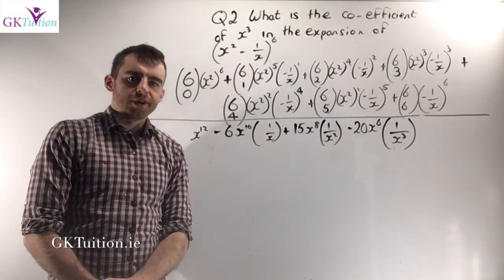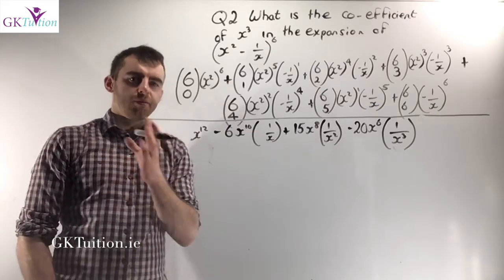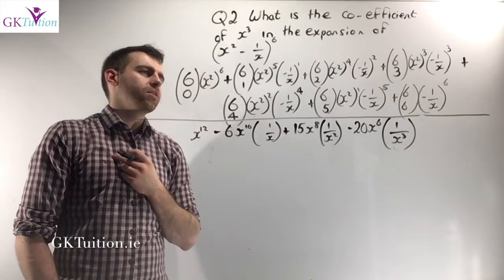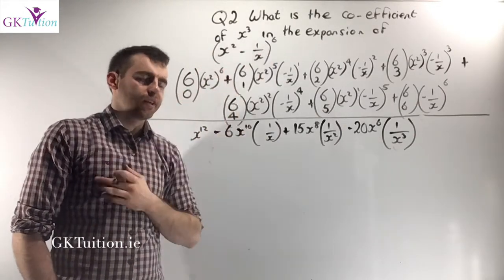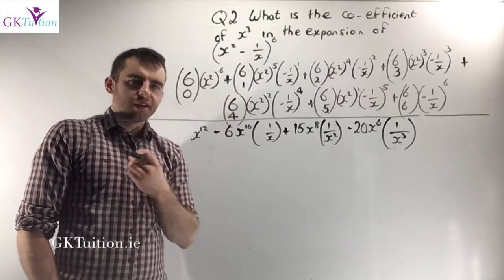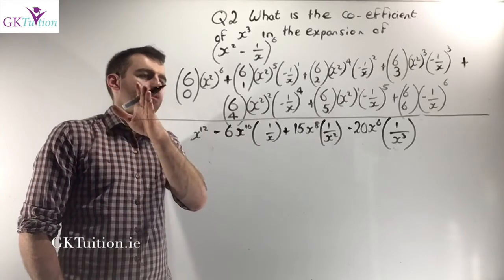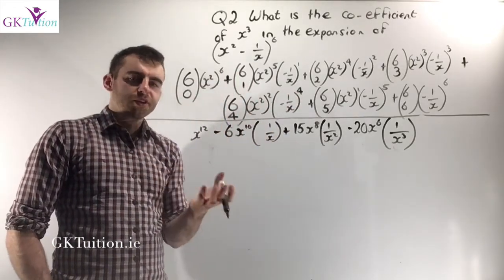Okay, so let's have a look at question 2 here. This is a slightly different take on the same as what we were doing in question 1. You could be asked, what is the coefficient of x cubed in the expansion of x squared minus 1 over x to the power of 6? In a question like this, my advice to you is just treat it the exact same as the other ones. Just go through the question, write out your 7 terms. So I started working through this question as normal.